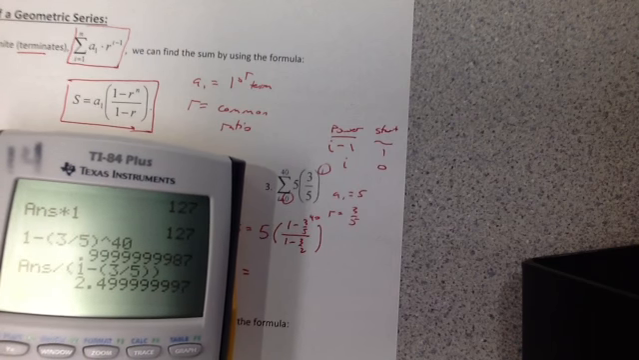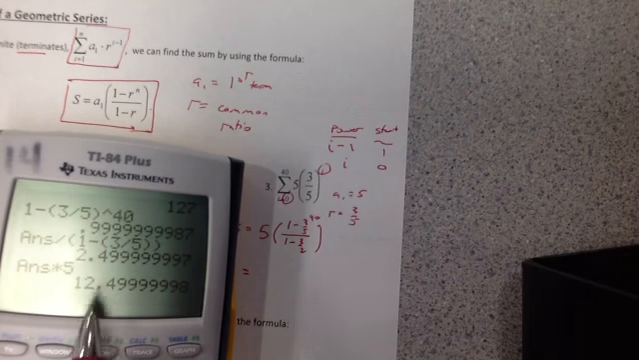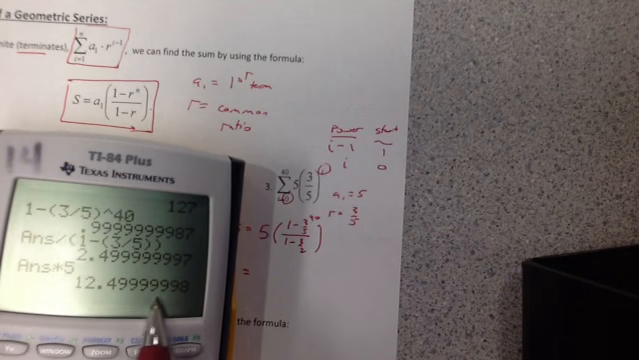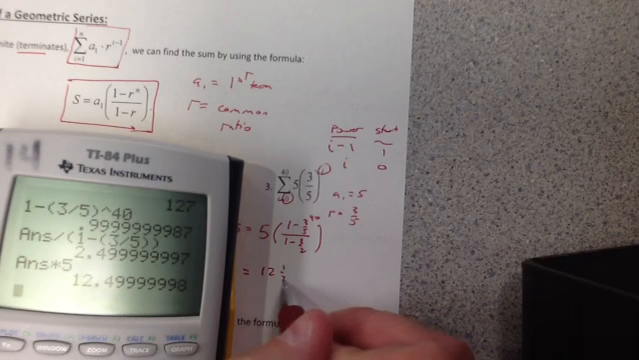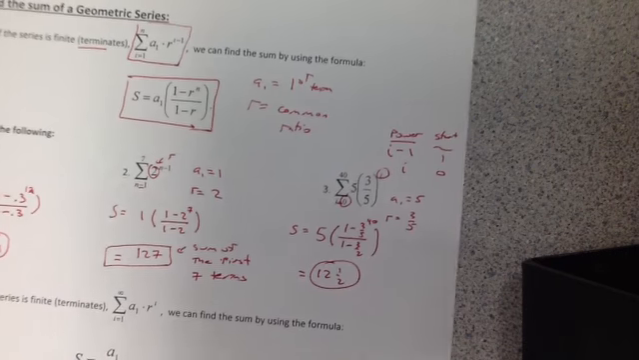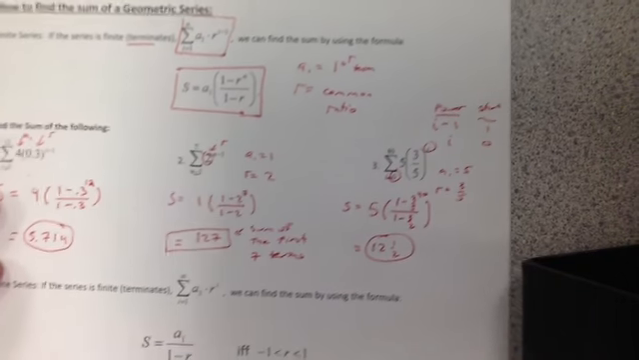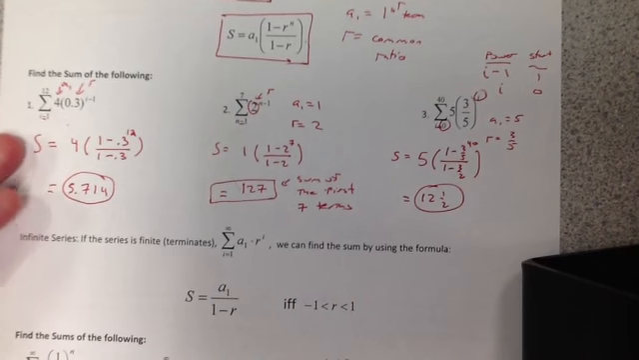Close them up twice, and then you're going to multiply that by 5. Now notice it's 12.4999999. That's basically 12 and a half. So we can write it like so. Alright, so that's if we have a finite series.